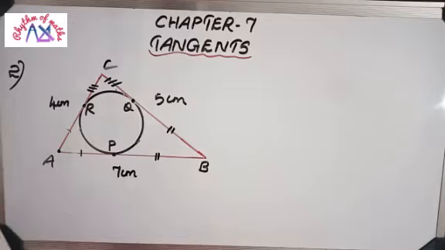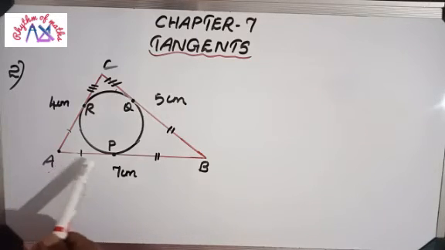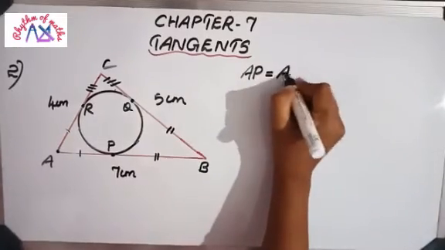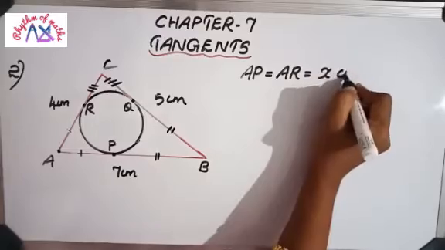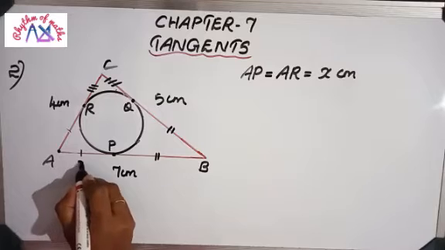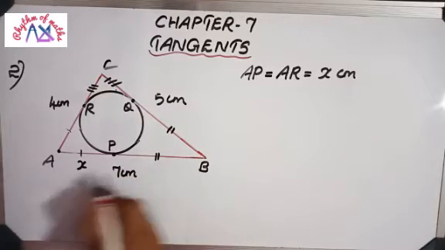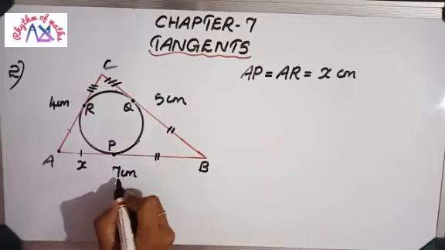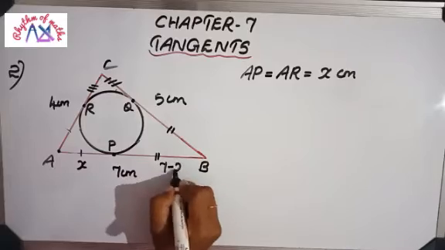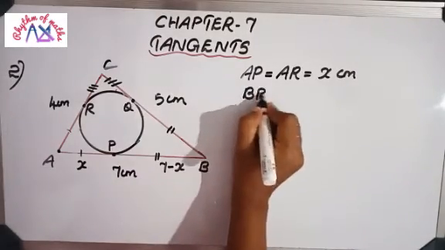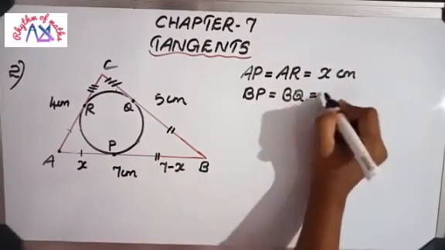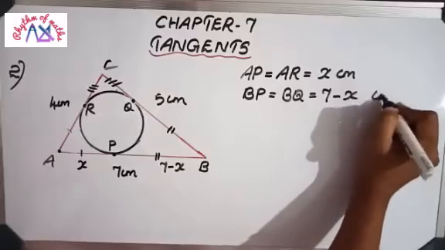So in order to start, let's consider the first length as x. So let's consider AP equal to AR equal to x centimeter. Next, if AP is x centimeter, then BP will be what? Total is 7. Out of that total 7 centimeter, AP is x. So BP will be 7 minus x. Same will be BQ also. BP equal to BQ equal to 7 minus x centimeter.